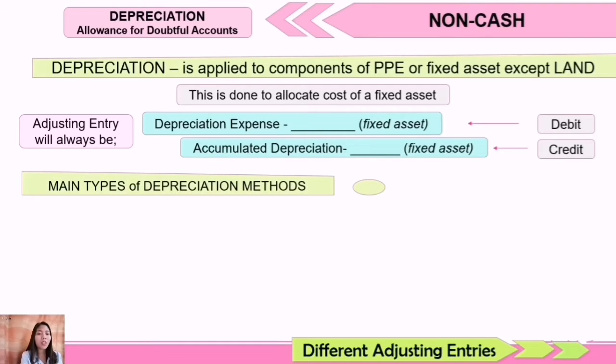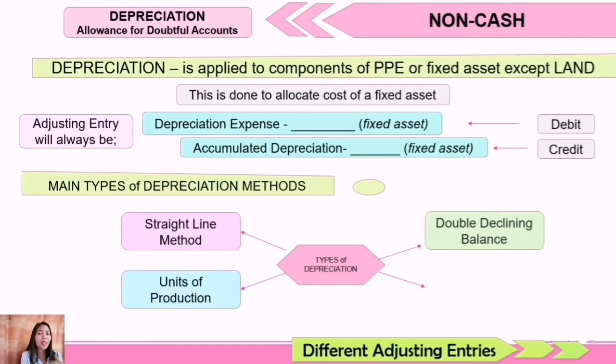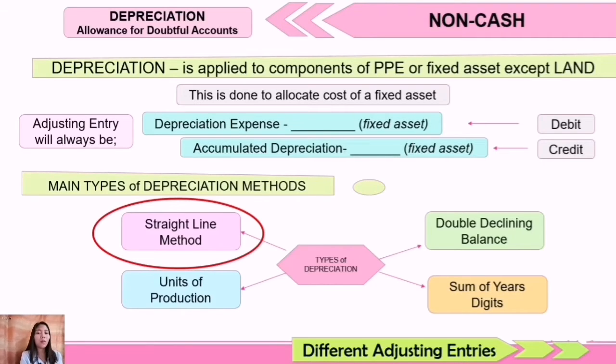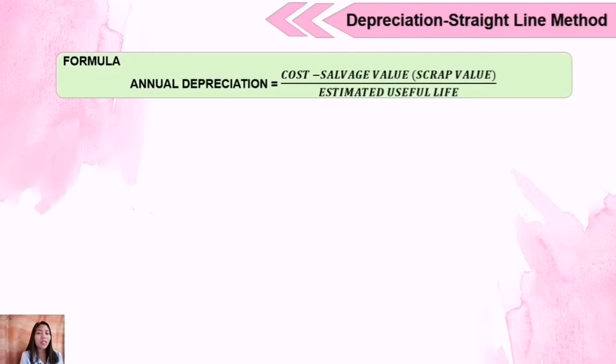As for the main types of depreciation methods, we have 4 types: straight line method, units of production, double declining, then sum of years. Now, I don't want to bombard you with these 4 types of depreciation methods because I'll be discussing only one, the straight line method. And that's it. Straight line method has this formula.